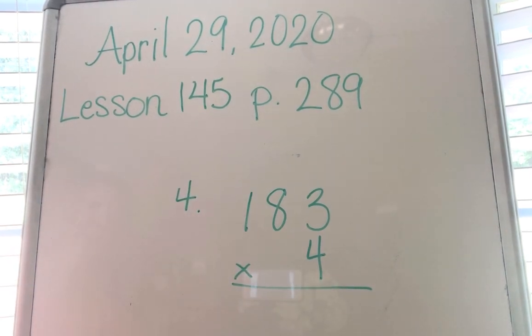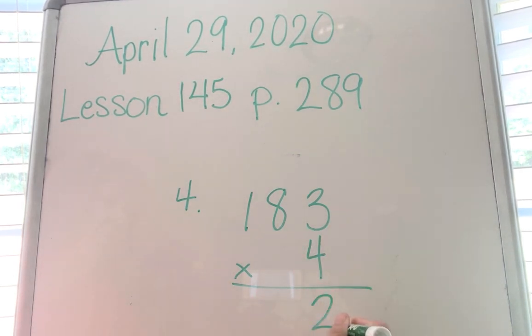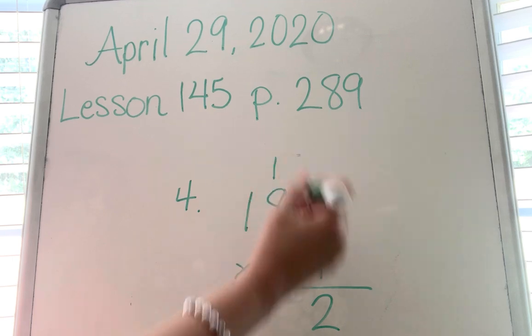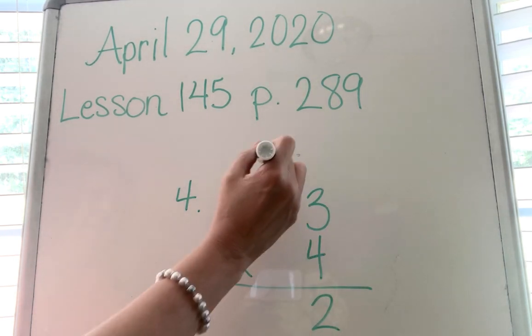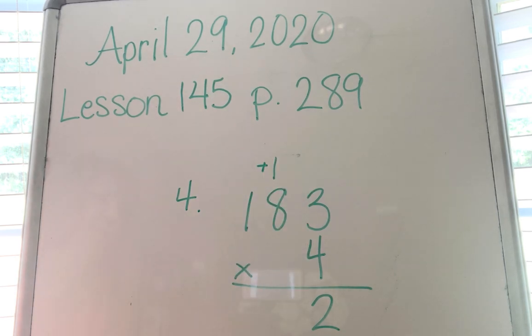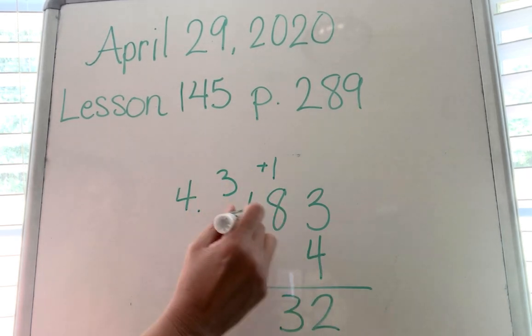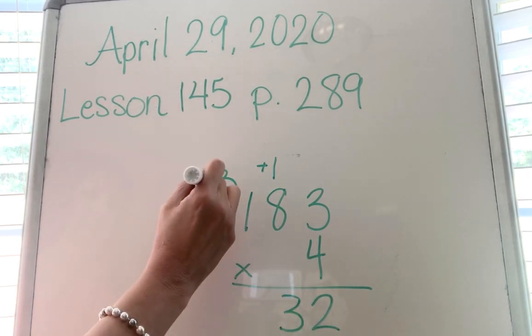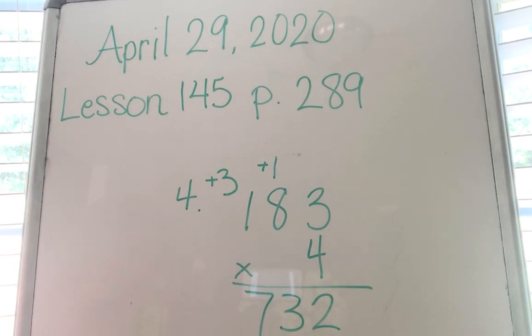All right, let's go ahead to the ones place again. 4 times 3 equals 12. We'll put our 2 there and carry our 1. 4 times 8 is 32, plus 1 is 33. 3 there and carry the other 3. 4 times 1 is 4, plus 3 is 7. So 183 times 4 is 732.